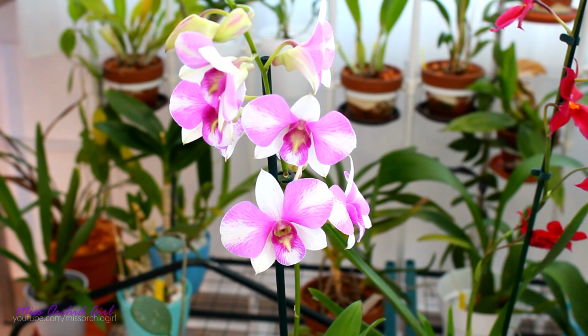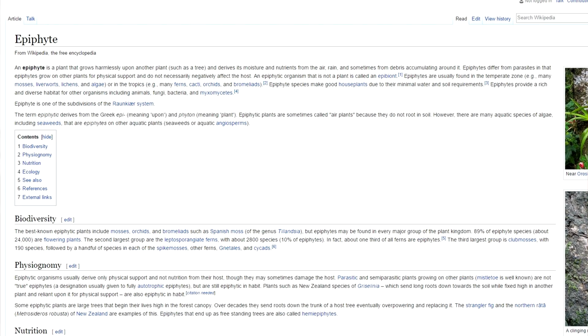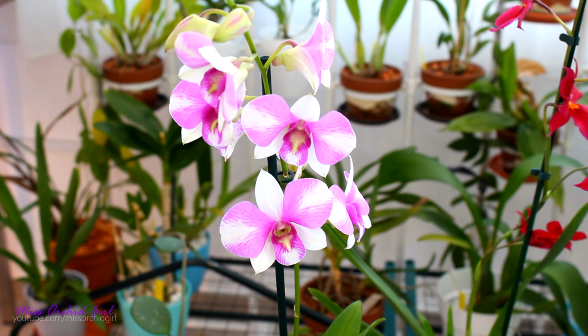Alrighty, the most common term you will find in articles which describe orchids is epiphyte. Most of the orchids we can grow at home are actually epiphytes. So let's see what an epiphyte is. If we take a look at the definition, we learn that an epiphyte is a plant that grows harmlessly upon another plant, and it obtains moisture and nutrients from the air, rain, and whatever debris accumulates around it. Epiphyte orchids include the famous Phalaenopsis orchid, but not only. Dendrobiums, Cattleyas, Oncidium, Miltoniopsis. Pretty much 90% of the orchids we can find in stores or flower shops.